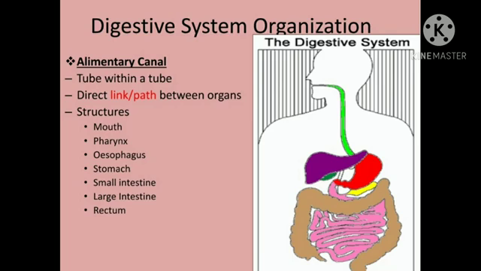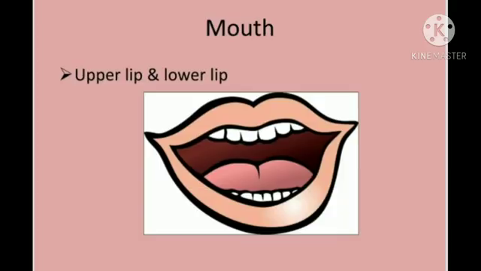Now we will see the next part of this topic, starting with the first one, that is mouth. Mouth comprises of upper lip and lower lip. It is also called as oral or buccal cavity, which is bounded by fleshy lips.